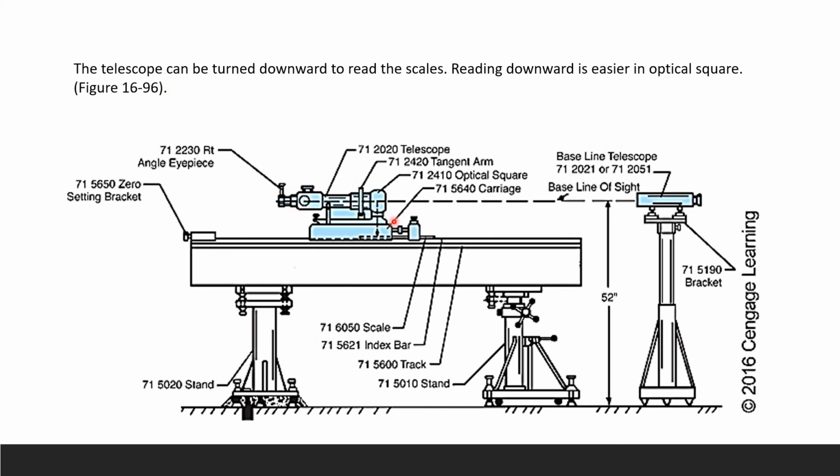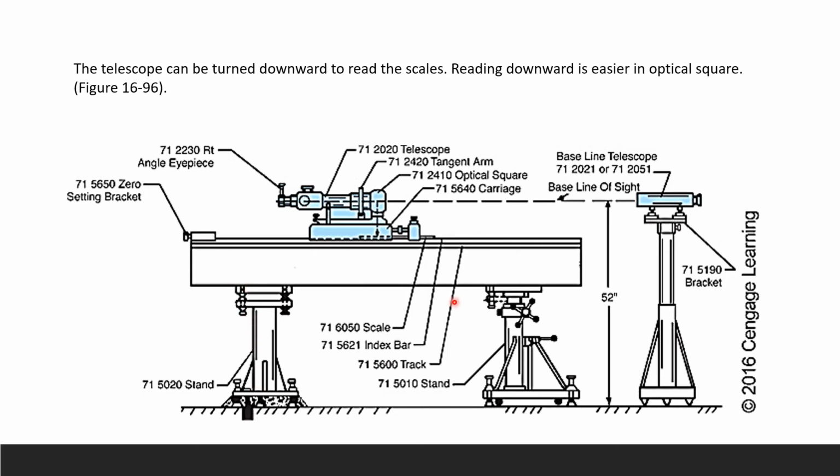So the telescope can be turned down. Here's my telescope. There are two of them here, and they can be turned downward to read the scales. Reading downward is easier in the optical square. The optical square, you have already studied in previous parts, and it is particularly useful for direct linear measurement like this, using the alignment bar here.